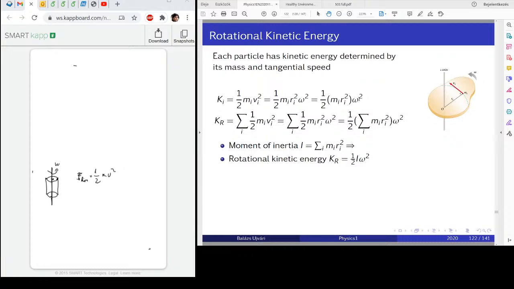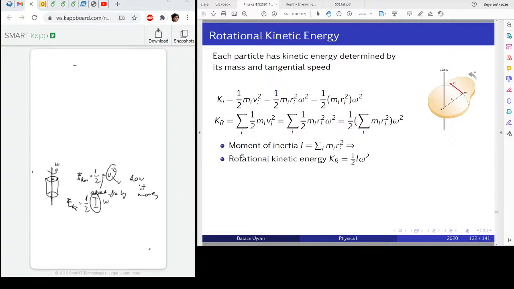So here this v square, v is something about how the body moves, and the mass is about the body. This formula is very similar: 1 over 2 and something about the body and something about how it moves. And this is the so-called moment of inertia.